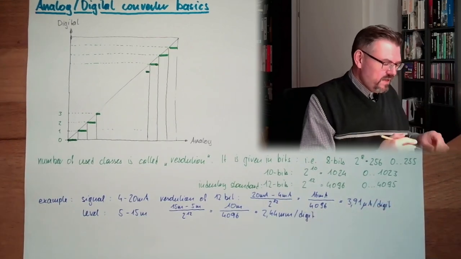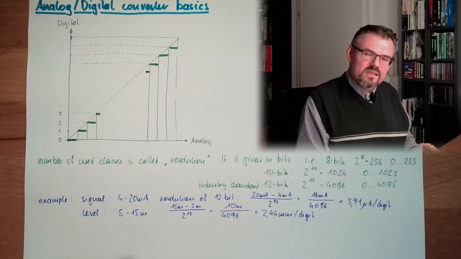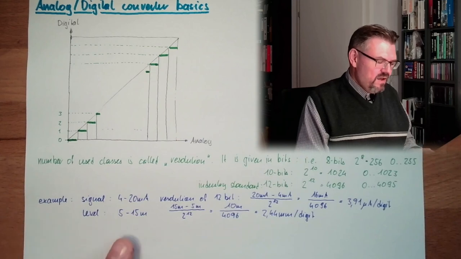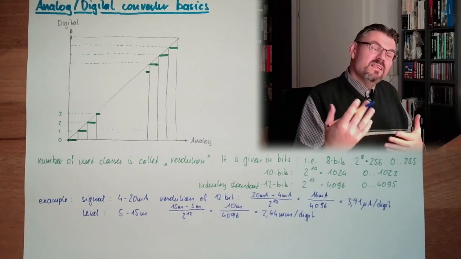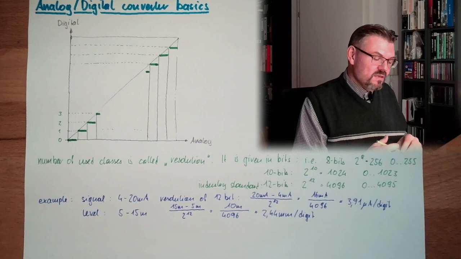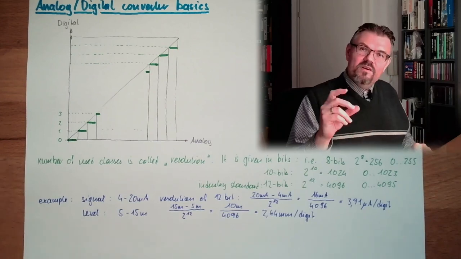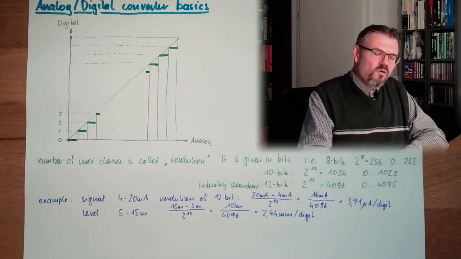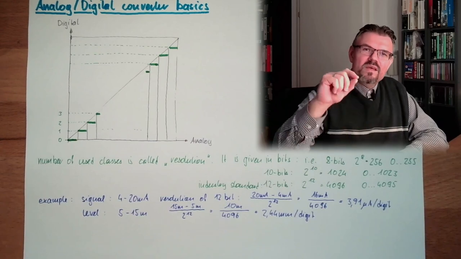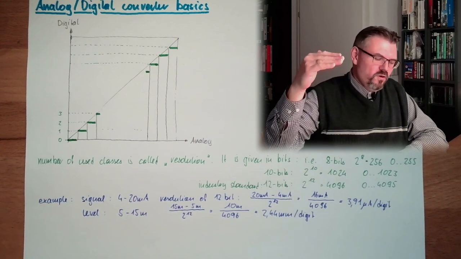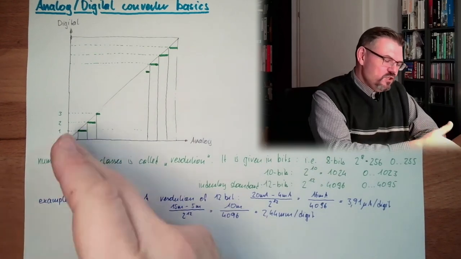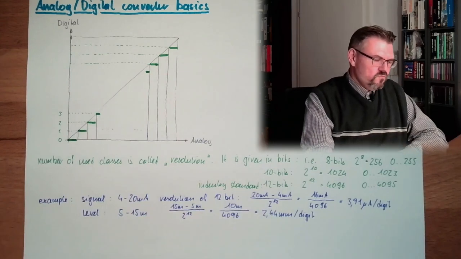So with this application, if we have a signal of 4 to 20 milliamps and a level measurement representing 5 to 50 meters, I would reach a resolution of 2.44 millimeters per digit. So only if the level changes by 2.44 millimeters will I see a change in digits. Alright?